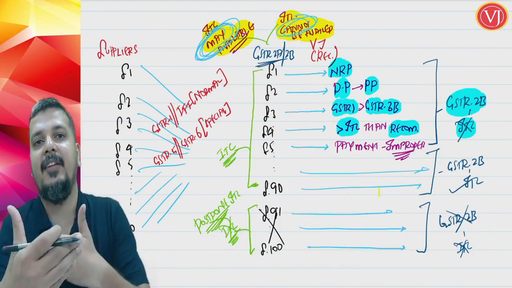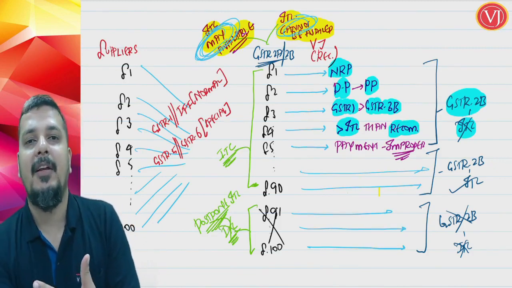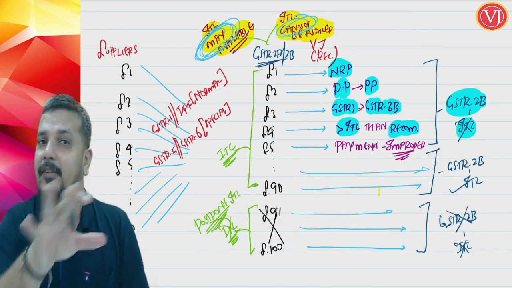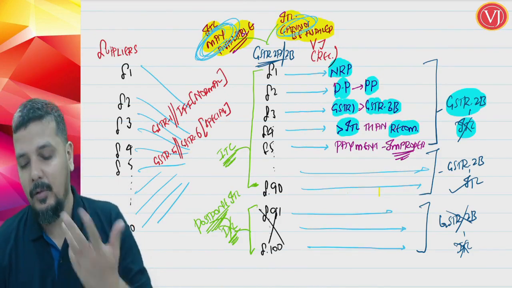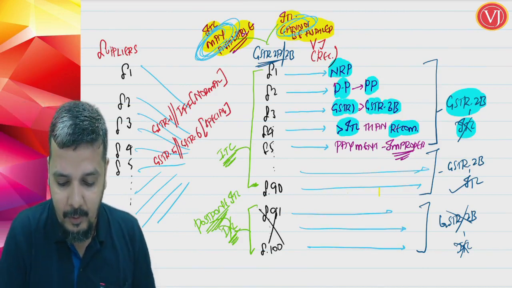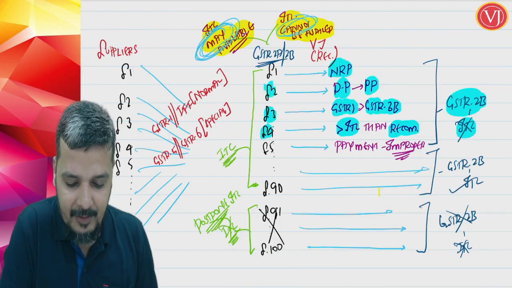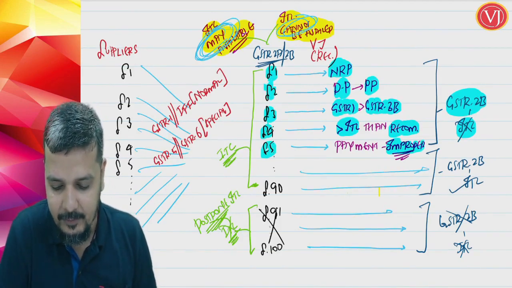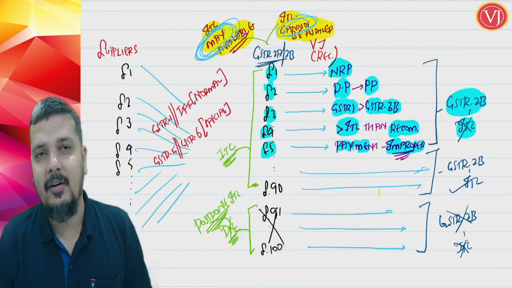So when my GSTR 2A/2B comes, maybe in the near future, I will have a recommendation: this ITC you may avail, this ITC you cannot avail. So ITC is being taken more than what is recommended. Who is taking ITC? My supplier is taking ITC. What is more than recommended? It is all done by my supplier. Or my supplier is making improper payments. I cannot take the credit.